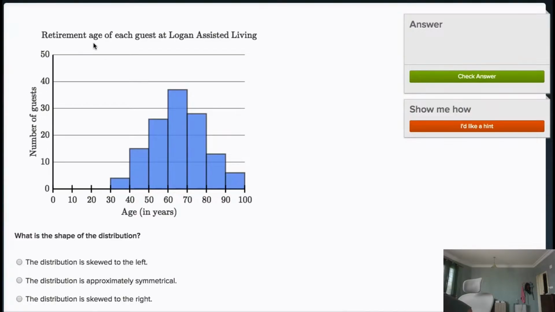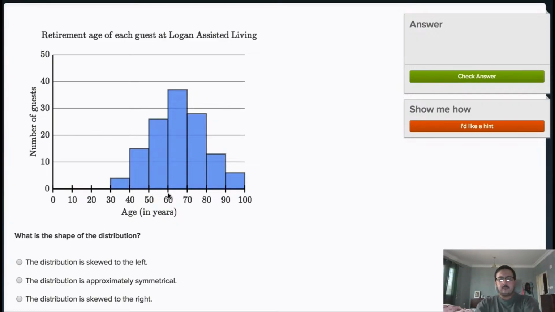So let's see. Retirement age of each guest. Well, these names aren't that great, but let's see what they're saying. By age, they're telling us the number of guests. So this is the number of guests at a Logan assisted living. So we have a lot of guests that are between 60 and 70 years old, or a reasonable number that are between 50 and 60, or 70 and 80.